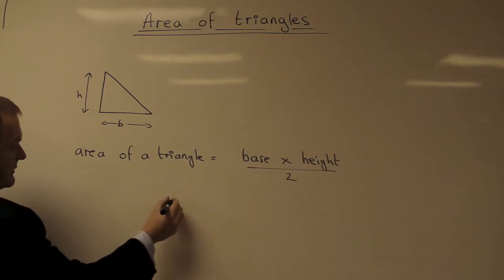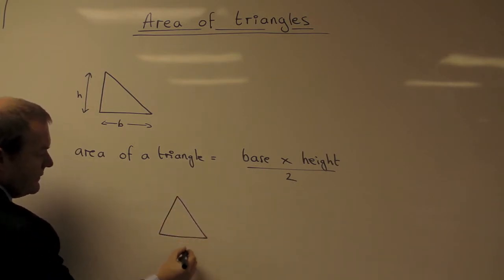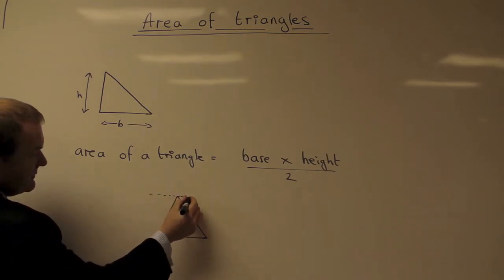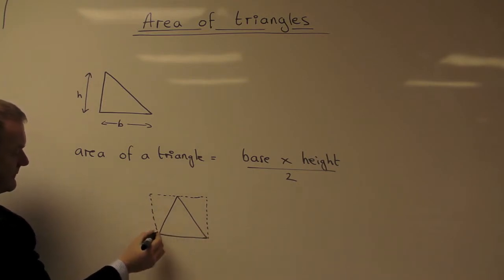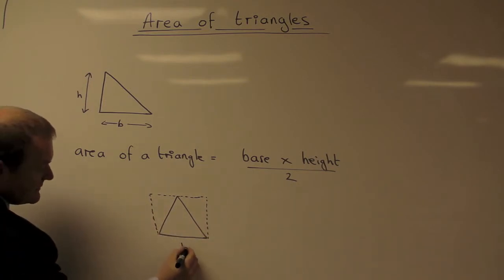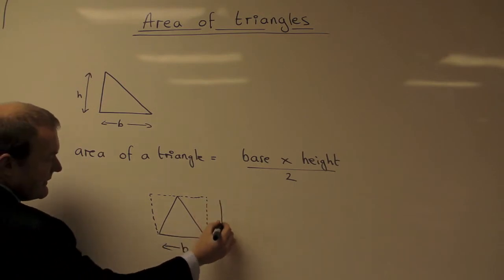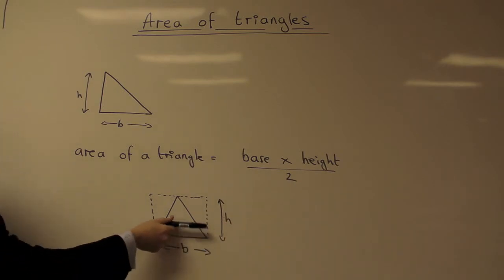Now sometimes a triangle doesn't look like it's half of a rectangle. The triangle might look like that, but in actual fact it's still half of a rectangle. So we still take the base, and we can still take the height, but it's important that you get the perpendicular height, the height straight up from the base.